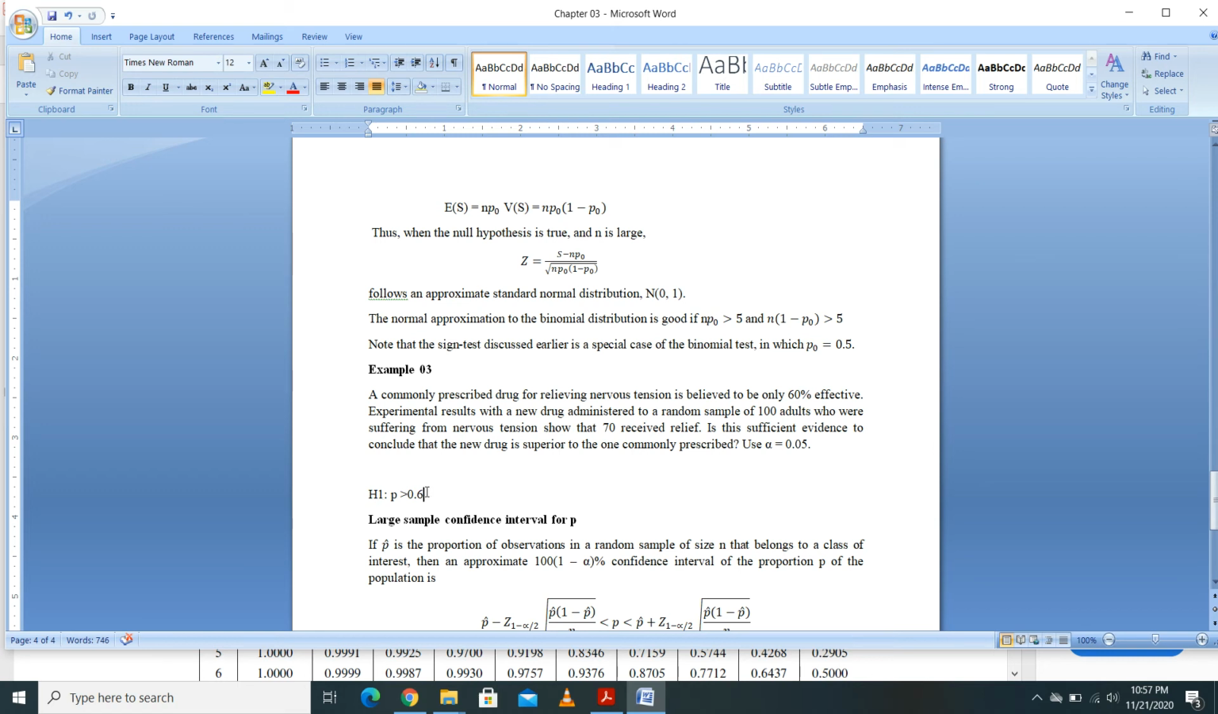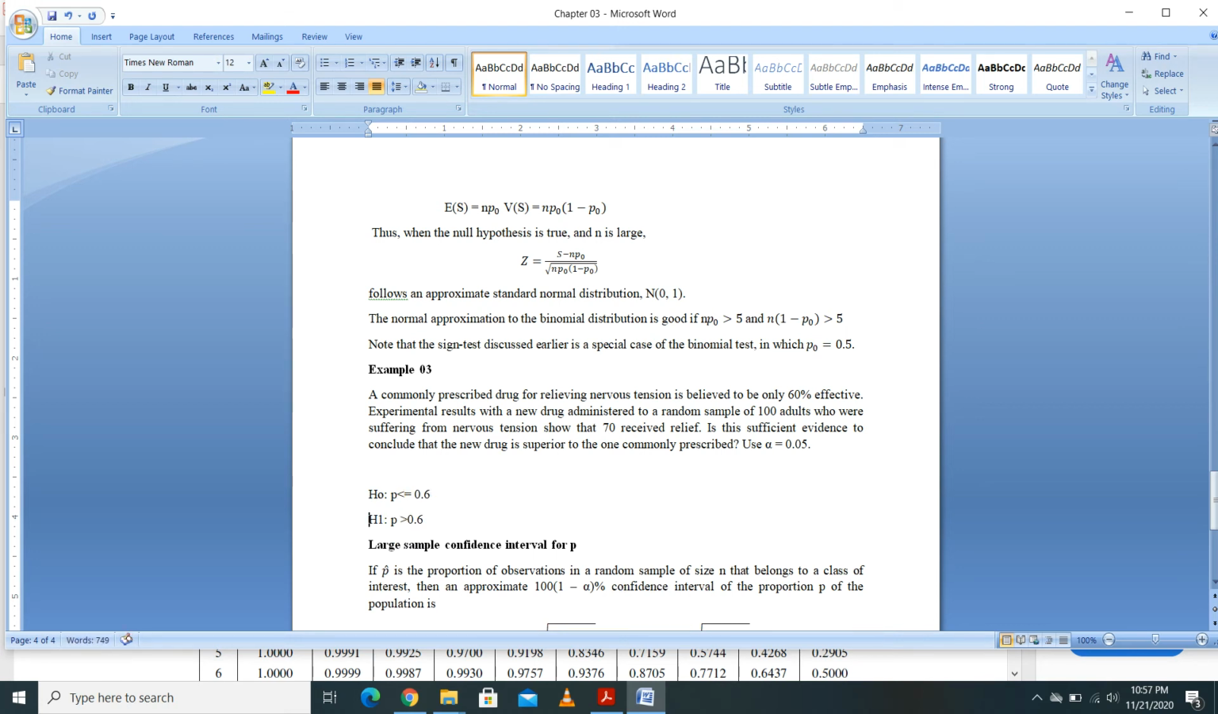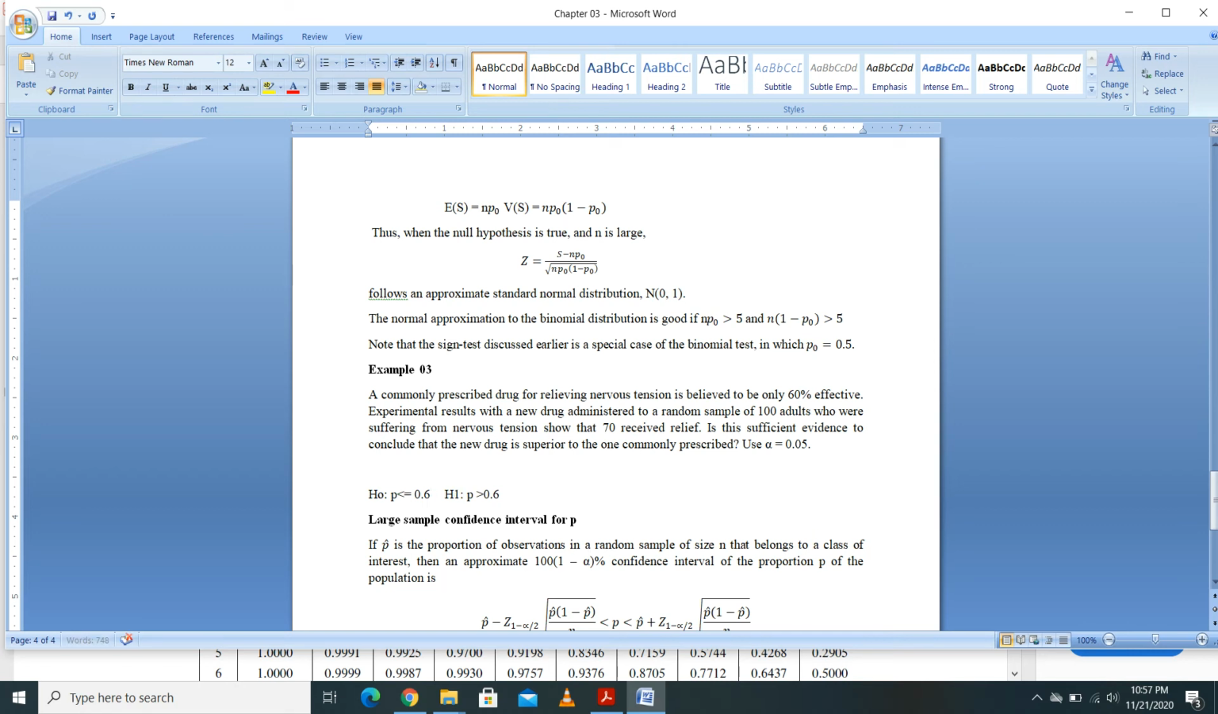So the proportion should be greater than 0.6. That would be the claim, so I take it as H1. Now I can write my null hypothesis H naught. You can just write it as P equal 0.6, or else you can write it as P less than or equal 0.6, whatever is convenient for you. Since I wrote with the equal sign in the previous one, I just wrote it like this for this example.